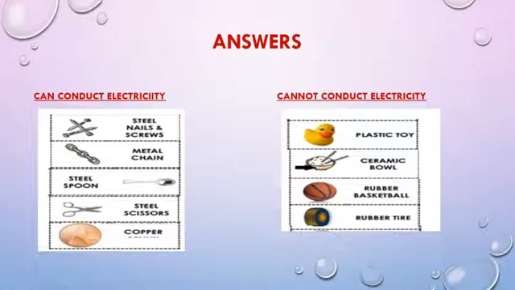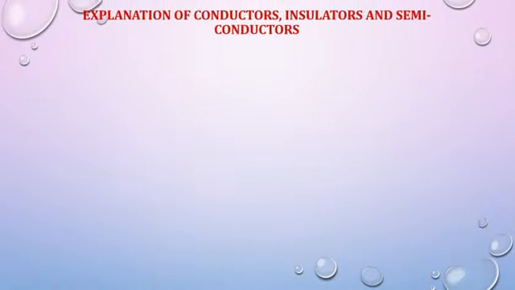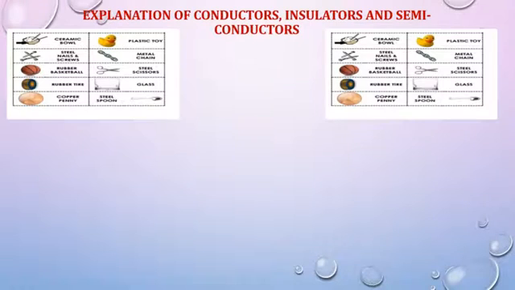Now, let us move on to look at the specific keywords or terminologies used to describe materials that conduct electricity and those that do not. So we're going to explain conductors, insulators, and semiconductors. Still with the pictures, let's take the first one.